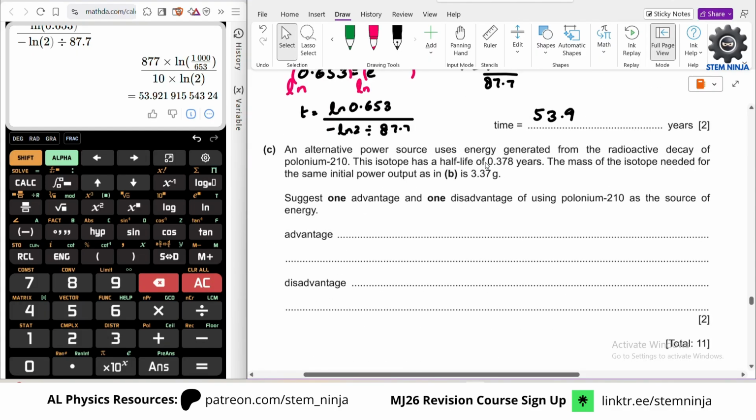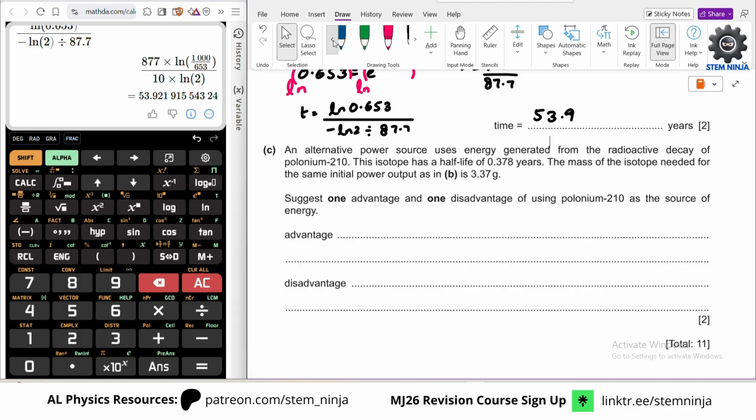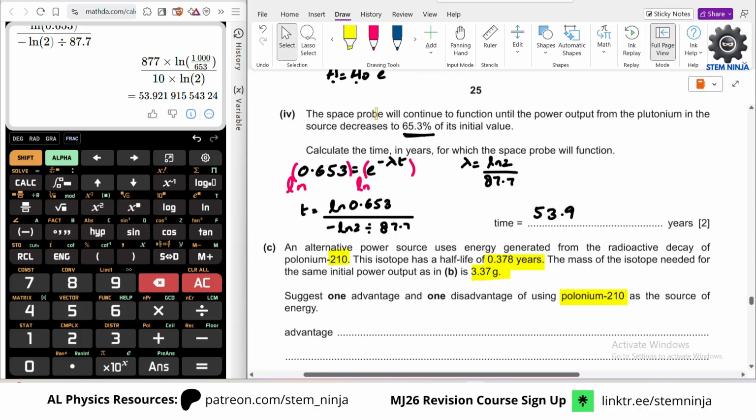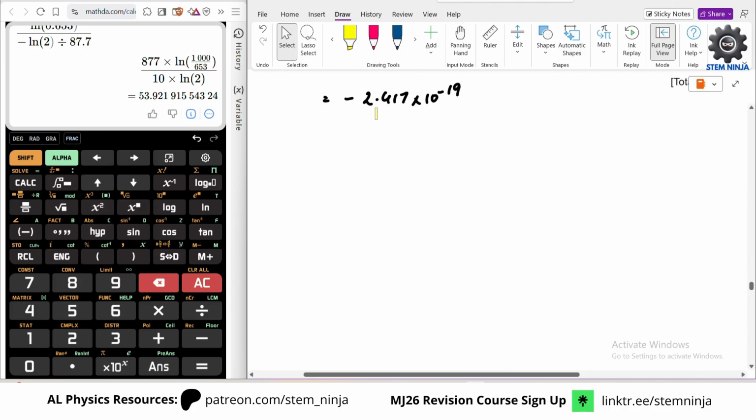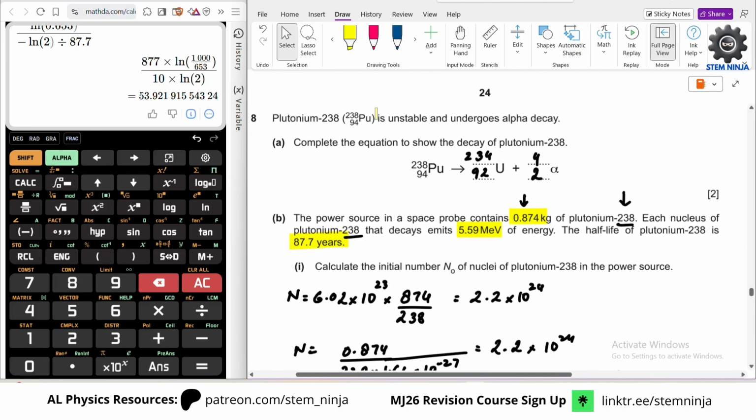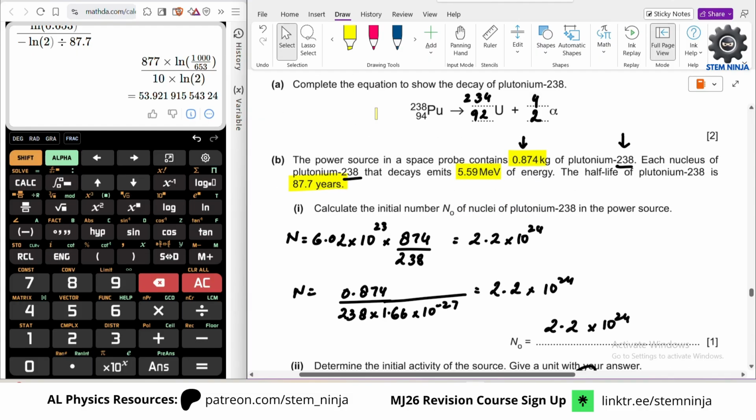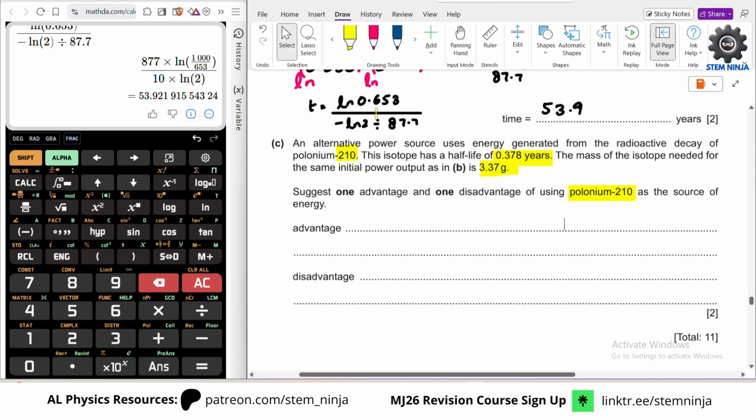Okay. An alternative power source uses energy generated from the radioactive decay of polonium 210. The isotope has a half-life of 0.378 years. The mass of the isotope needed for the same initial power output as in B is 3.37 grams. So just one advantage and one disadvantage of using polonium 210 as the source of energy. So one aspect of this is that we need a lower mass. Sorry, where did this go? Yeah, okay. So we need a lower mass, 874 kgs, and this is 3.7 grams.